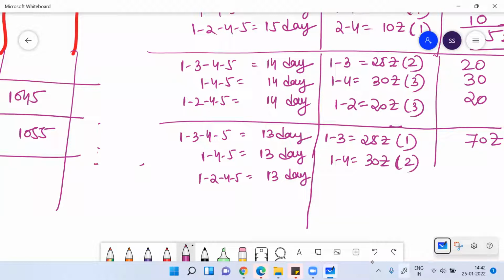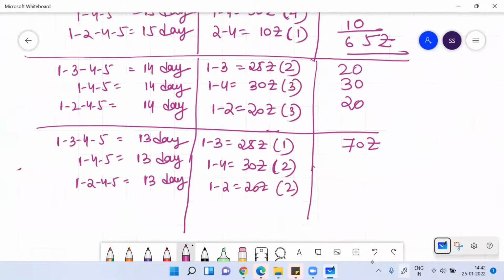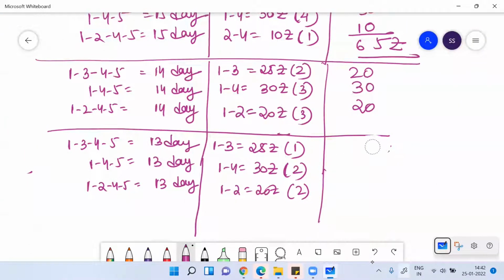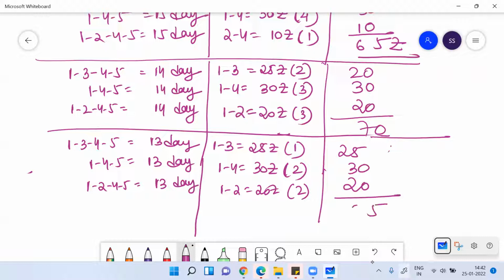The time duration left with me for crash timing is 2 days. And 1 2 2, I can do it for 20 rupees and it would be 2 remaining. So the total will be 25 plus 30 plus 20. This will be 75 rupees. Now you can see 5 rupees is increasing.